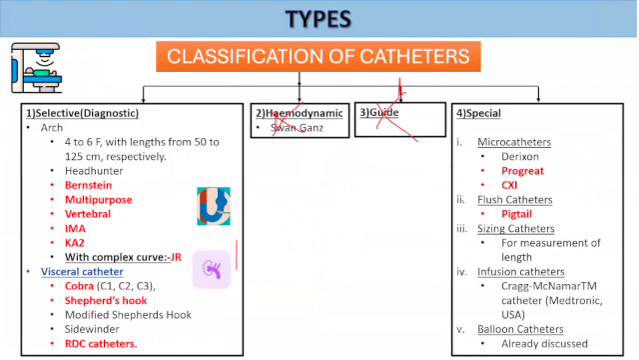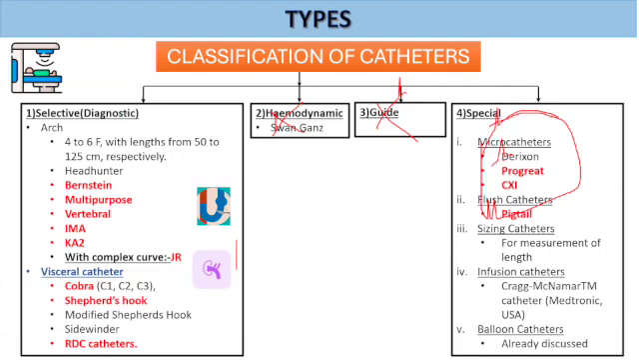Microcatheters are catheters which are less than 3 French in diameter. They can go inside a catheter. So in microcatheters, I have used only Prograde, CXI and Derrickson. These three catheters I have used. You don't need to remember the names. Just remember any catheter which is less than 3 French in diameter is a microcatheter.